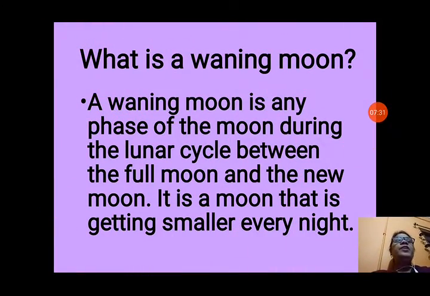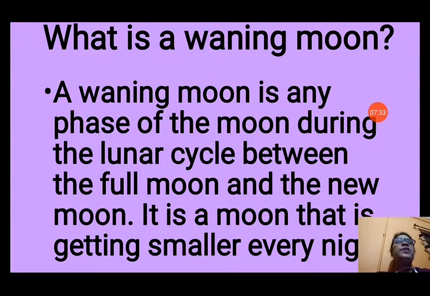Now what is a waning moon? A waning moon is any phase of the moon during the lunar cycle between the full moon and the new moon. That means from the full lit part of the moon to no lit part of the moon. That is the new moon. It is a moon that is getting smaller every night. So we see in this the lit part of the moon getting smaller day by day.